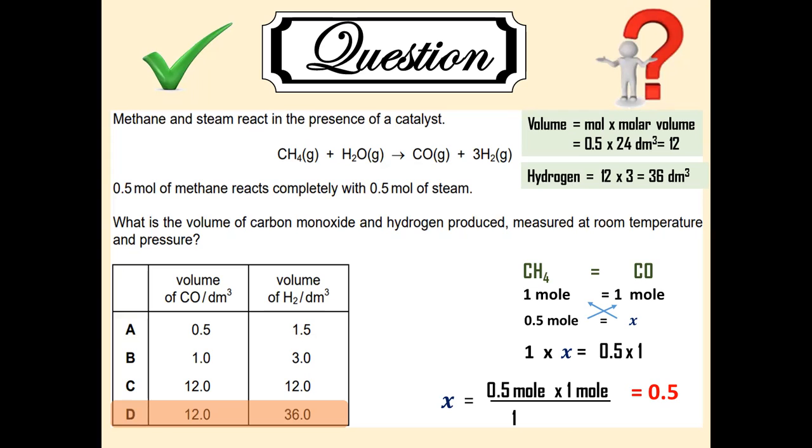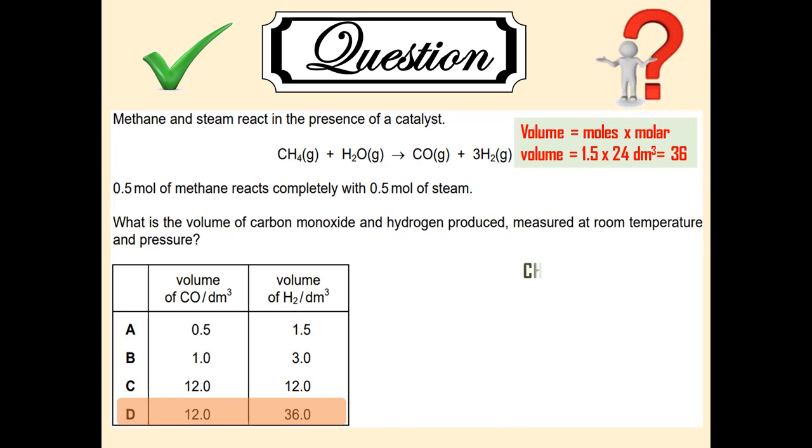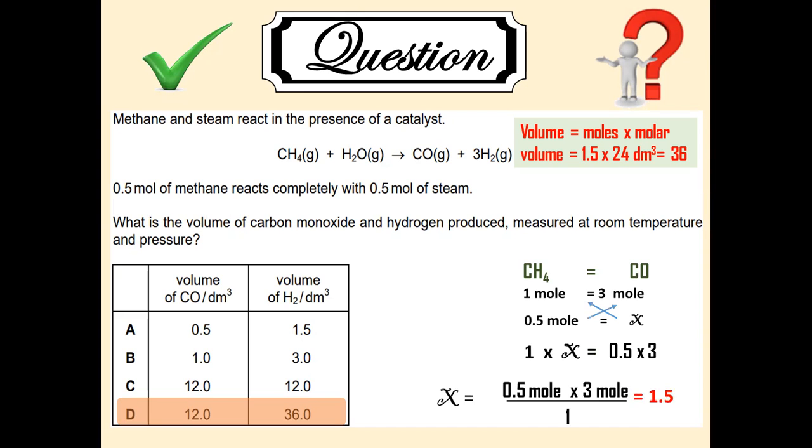You can also find another way. For example, we can also find the volume of hydrogen with the reference of methane. For example, let's suppose methane, and that's going to be carbon monoxide. So we got this value. So here I'm going to replace, for example, methane with hydrogen. If I wrote the carbon monoxide, you can replace it with the hydrogen. So 1:3, 0.5 mole multiply into the x, and this value will give us 1.5. If you're going to multiply this 1.5, this value will give us 36.